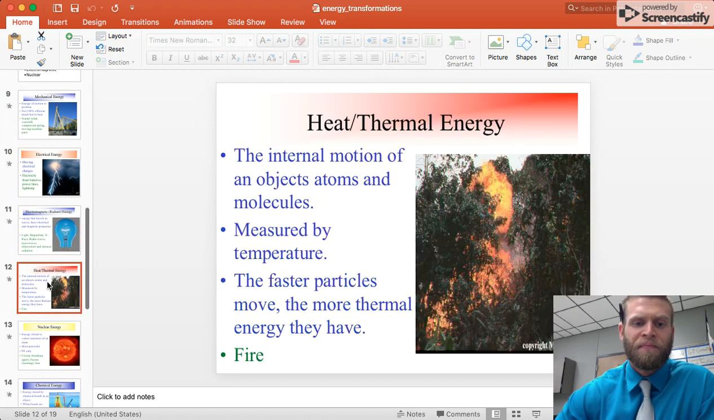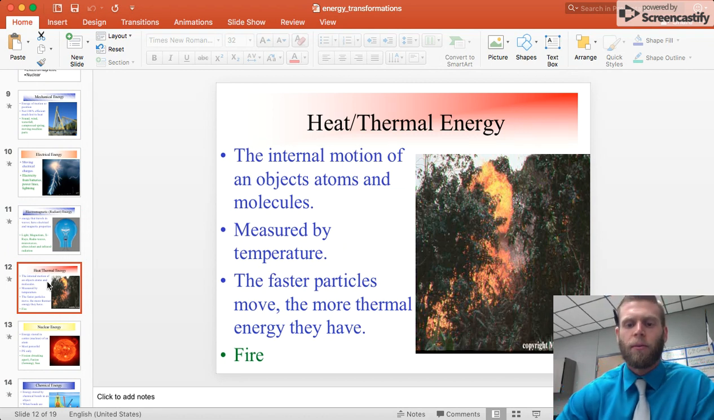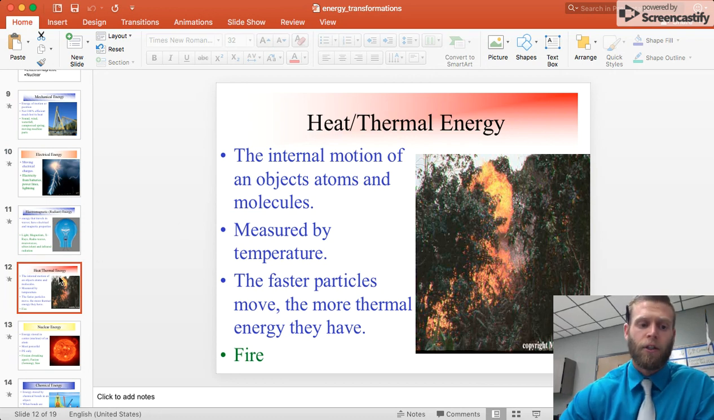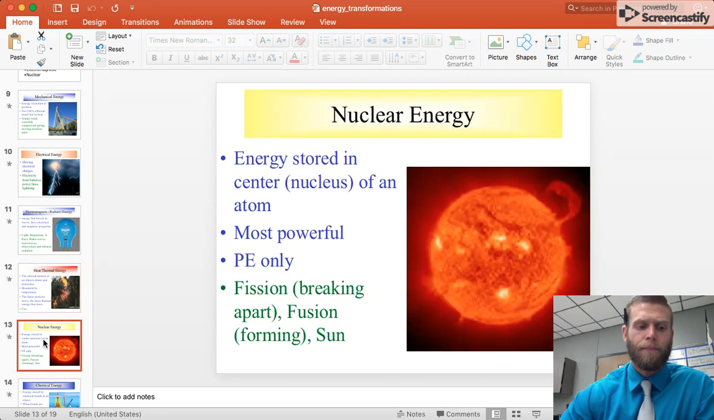Okay, heat or thermal energy. This is the internal motion of an object's atoms and molecules. It's measured by temperature. The faster the particles move, the more thermal energy they have. An example there obviously is fire. If they're moving really quickly, they have more thermal energy. The faster they move, the more thermal energy is created.